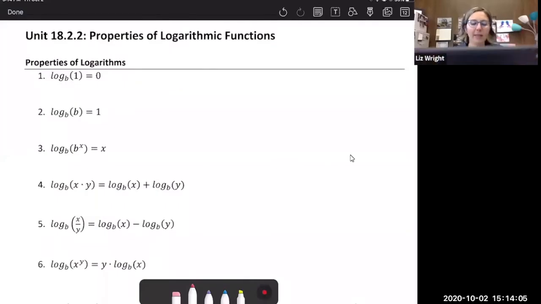Hi everybody, in this video we are going to be talking about 18.2.2, properties of log functions.